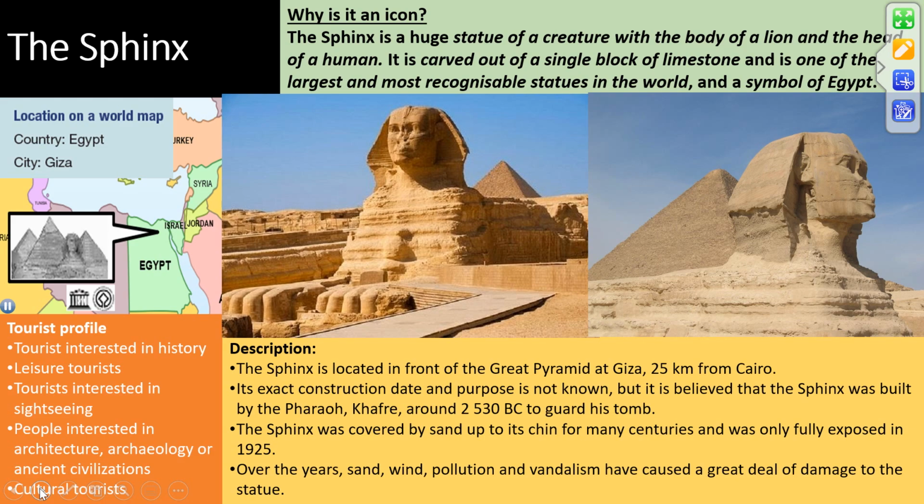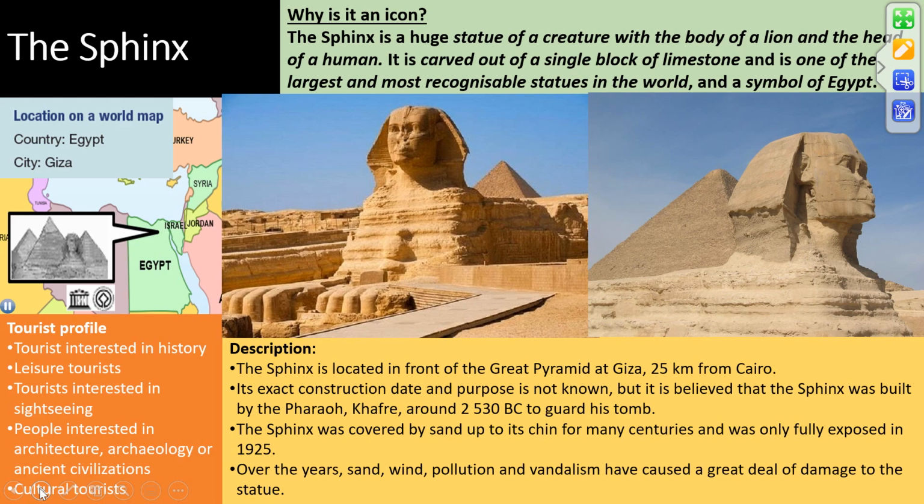Now, what is this statue of the Sphinx? Why is it an icon? It is a statue of a creature with the body of a lion and the head of a human. Now, if you take a look at the image, particularly on the left-hand side, you will see the paws of the lion that are stretched out in front of the statue, and that is the lion part of it, and the head is the head of a human.